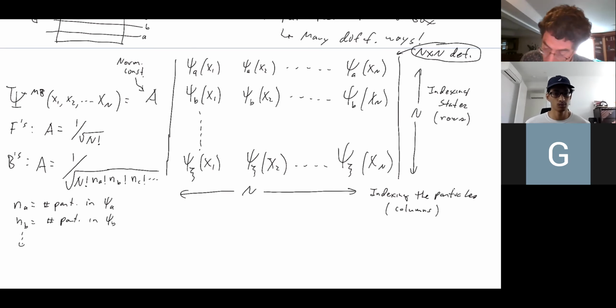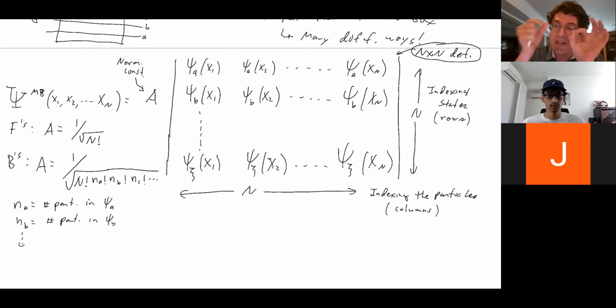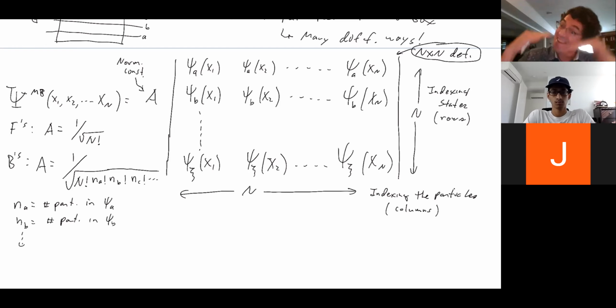Professor? Yeah. So will n_A, n_B, and n_C be the same? Yeah, it depends. Suppose that I had 3 particles in state A. Oh, okay. Then I would have 3 rows that are psi A of x1, psi A of x2, psi A of x3, and then another row, psi A of x1, psi A of x2, psi A of x3, and then another row, psi A, because those are the states.